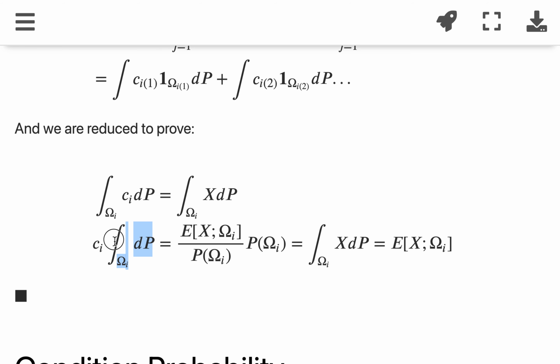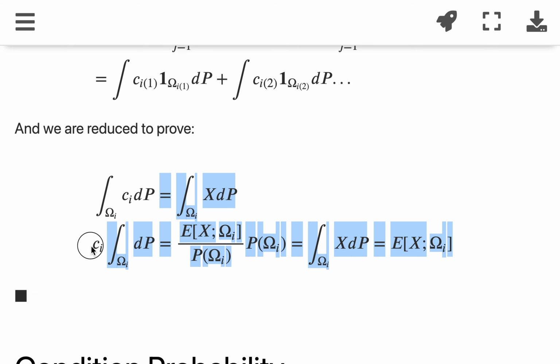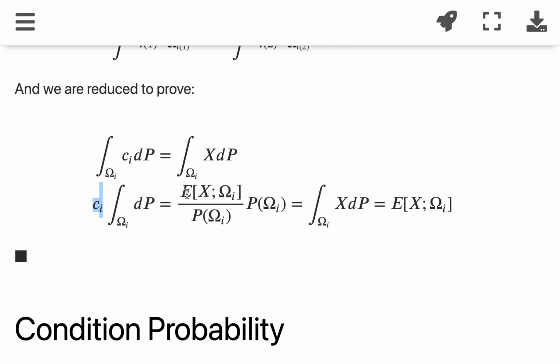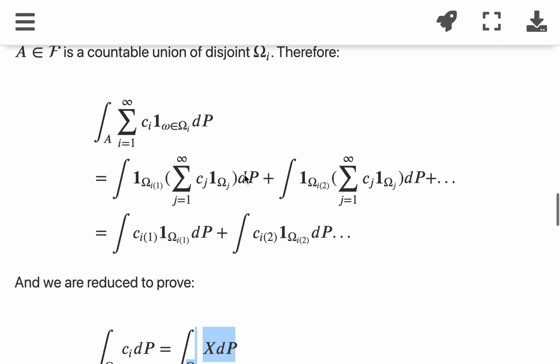What we have here, the integral of omega I is just probability of omega I. And Ci, by what was given in our theorem, Ci is just conditional expectation of x integral on omega I divided by probability of omega I. And the probability of omega I just cancels out. What we are left with is just the conditional expectation of x, the expectation of x integrating on the subset omega I. And that is exactly integral of x dP. And so that proves this one equals this one. And that proves our theorem.